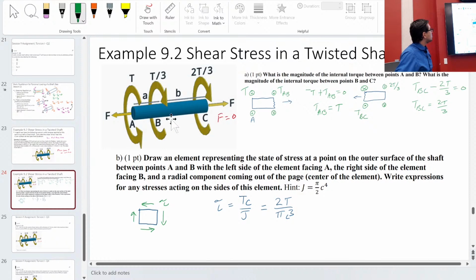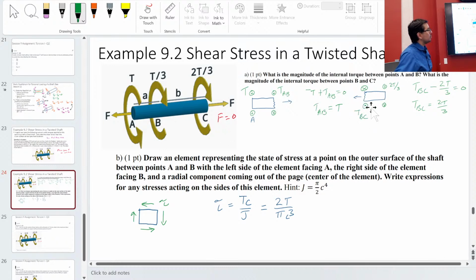TBC is actually pretty straightforward too. If you slice here and you take off the left, then all I have is the 2T over 3 on this side. So the internal torque has to be equal to 2T over 3. Okay? So that's what you have here.